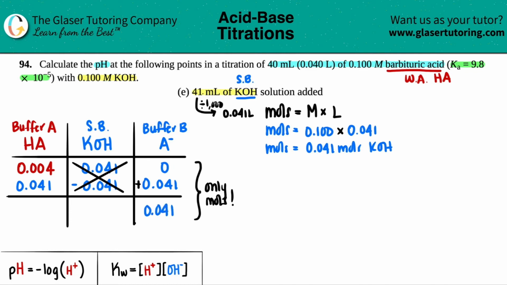0.041. Now when I come over to this side, this is an actual battleground, right? I have some acid trying to react with the strong base. And what's going to happen is the higher number is going to prevail.